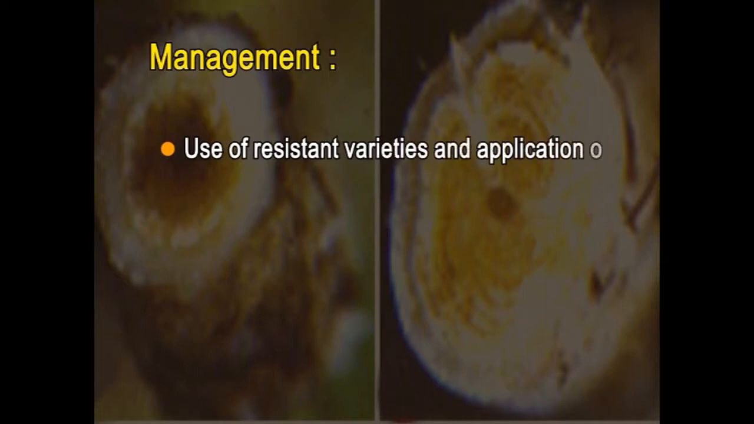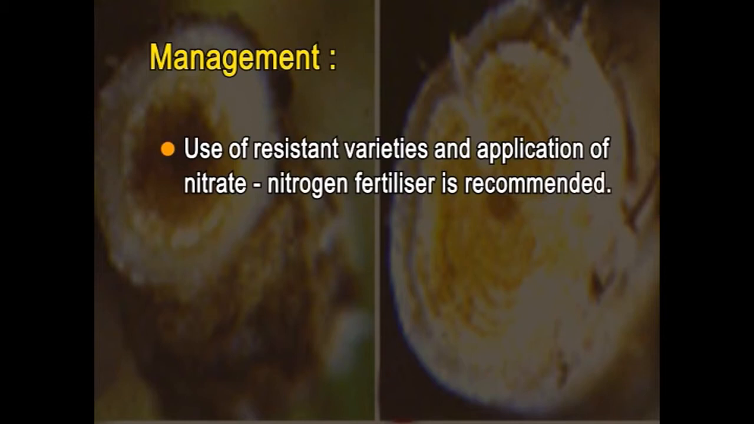The pathogen spreads in contaminated soil and from infected cuttings and is favored by warm temperature, high relative humidity, over-watering and poor drainage. Now let's see how to manage the disease. Use of resistant varieties and application of nitrate nitrogen fertilizers is recommended. This is about the management.